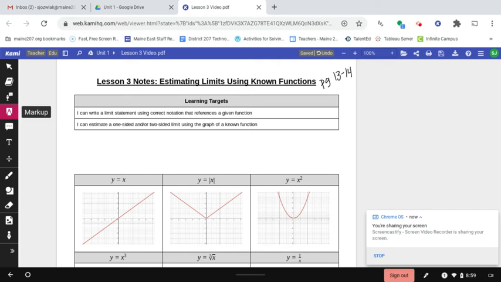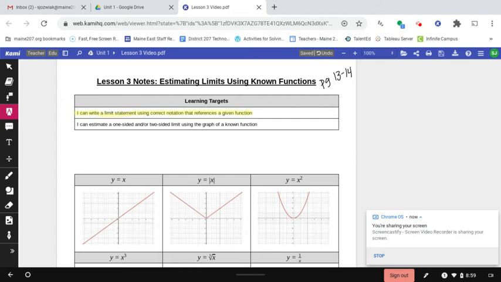You'll notice the first one is actually a crossover from lesson 2. So I can write a limit statement using correct notation that references a given function. So like I said, that is from lesson 2. Now this next one, I can estimate a one-sided and/or two-sided limit using the graph of a known function. So this is just a little bit different than what we did in lesson 2.